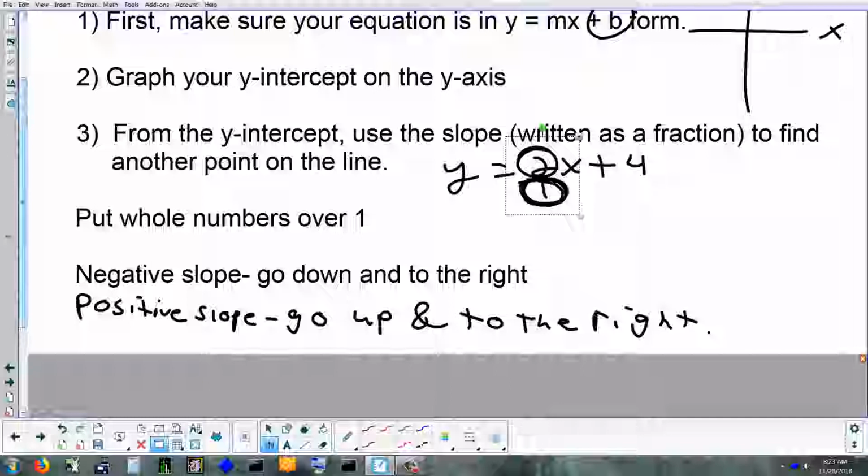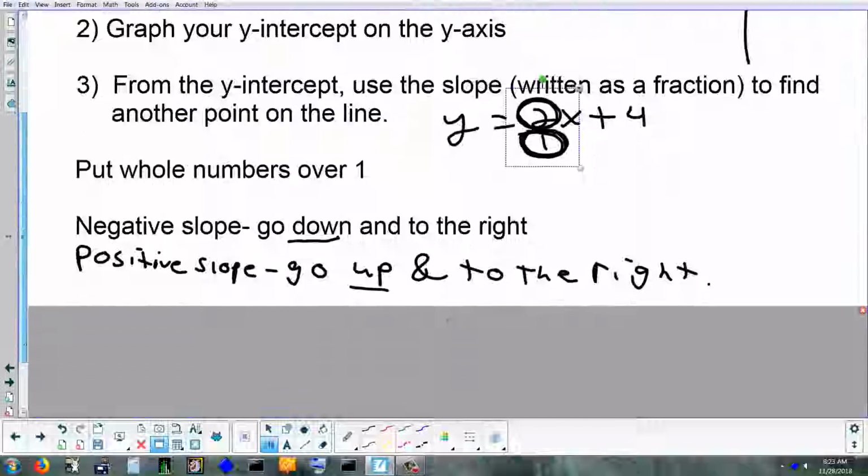The number in the top, well, it could be 2 ways. It could either be down or it could be up. How do you know? If there's a negative with that number in the top, it's down. If there's no negative with the number, it's up. So any question on the direction to move? So it's either up and right or down and right. Those are the only 2 options you have.